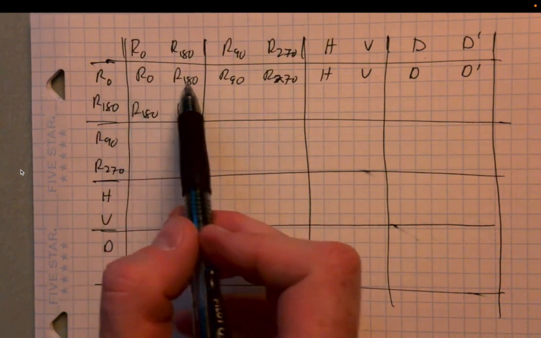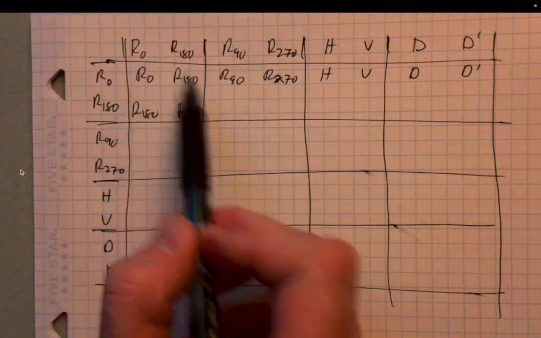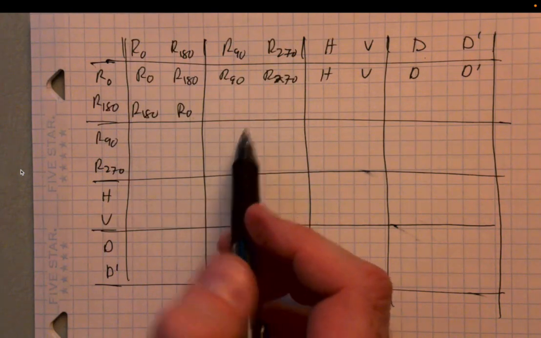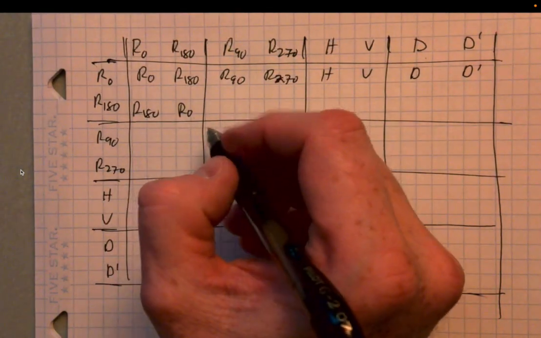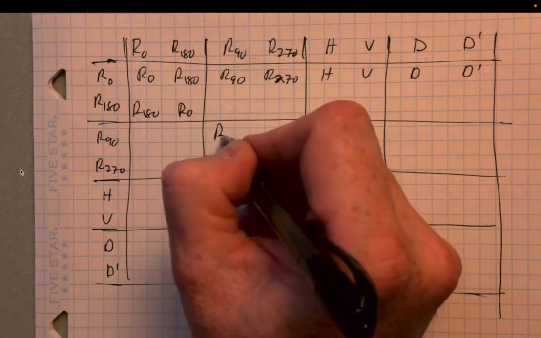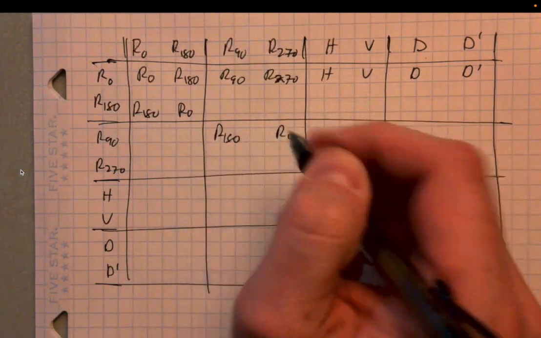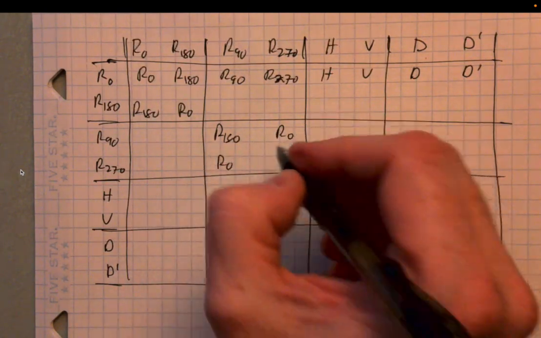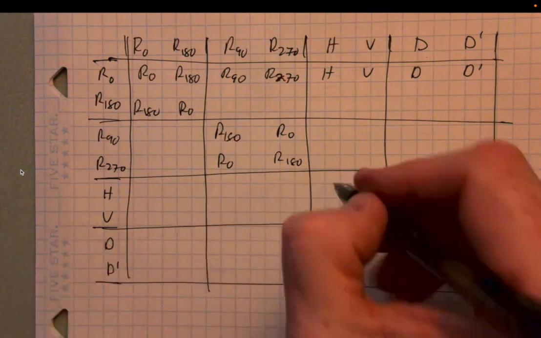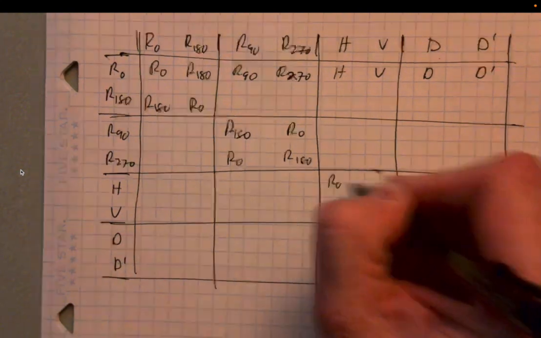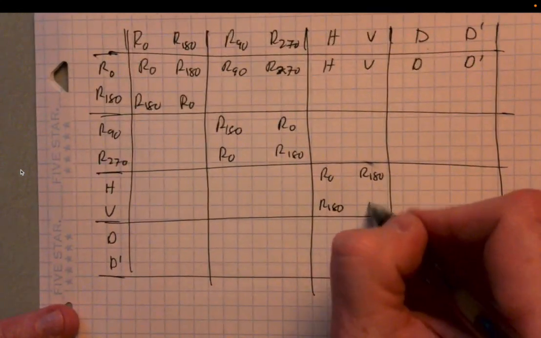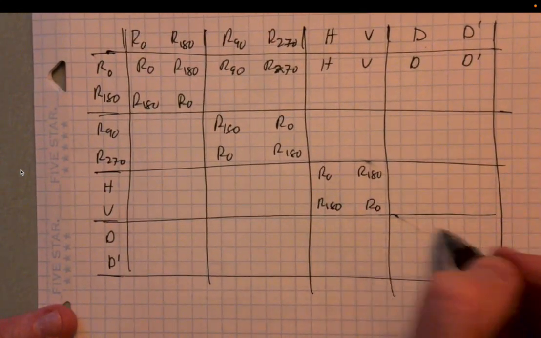So R0, R180, R180, R0, we did this square. Now it turns out that these same elements appear here next, right? And so here you get an R180, an R0, an R0, and an R180. Okay, and then down here you get an R0, R180, R180, R0, and then the same thing down here.